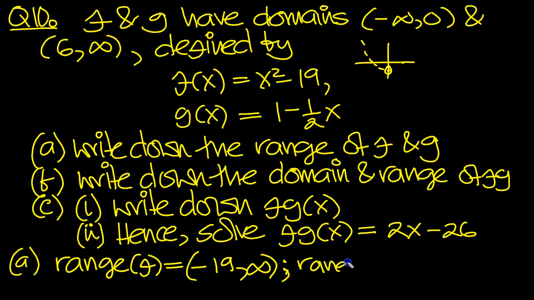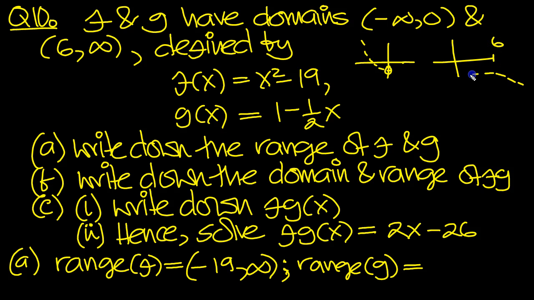Now the range of g. It's 1 minus a half x, so let's draw a quick sketch of this one. It's a straight line, intercept 1, gradient minus a half, so it's a shallow line. But we're only going from 6 to infinity on the domain, on the x values, so we can get rid of some of these values. And it's only going to go from 6 to infinity. And there's the value 6.